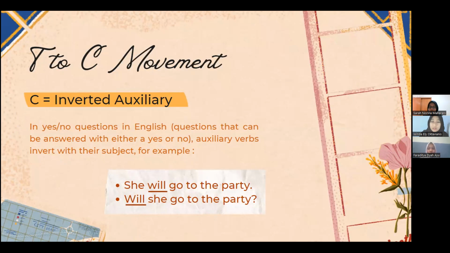According to Chomsky, it is triggered by an uninterpretable feature of tense carried by the head in which tense moves. But uninterpretable features, namely uH and uT, have to be eliminated before the derivational cycle to which they belong comes to an end. In yes or no questions in English, auxiliary verbs invert with their subject, as we can see in the example below: she will go to the party, then changes to will she go to the party?